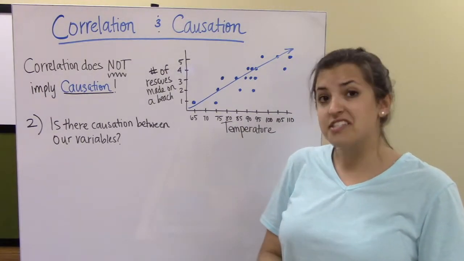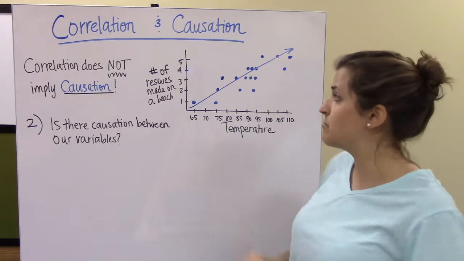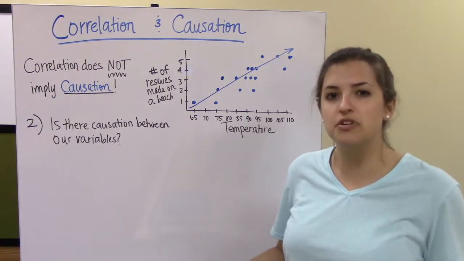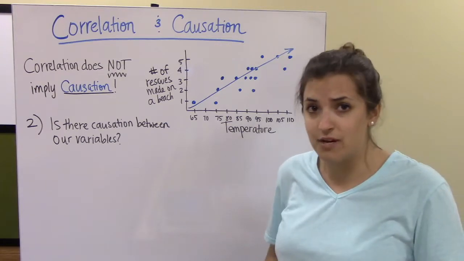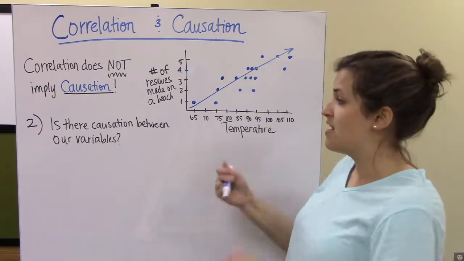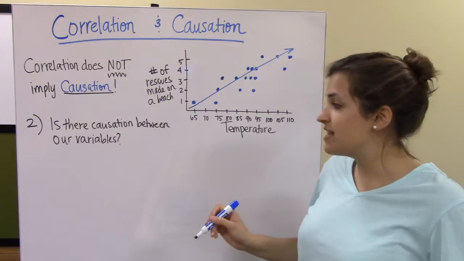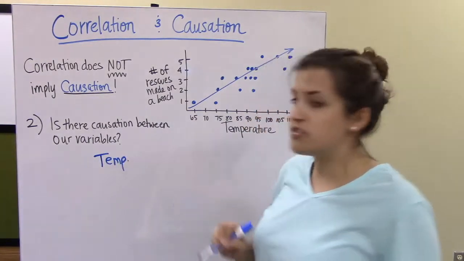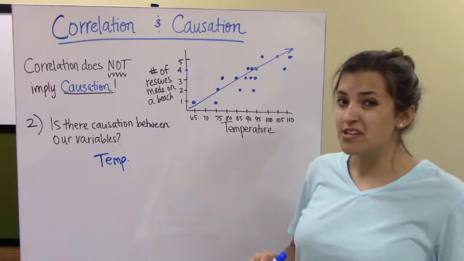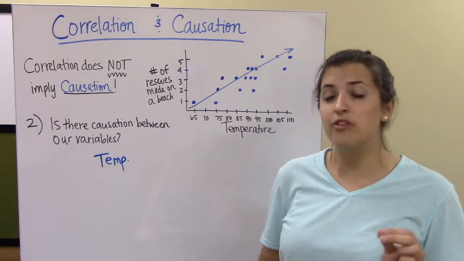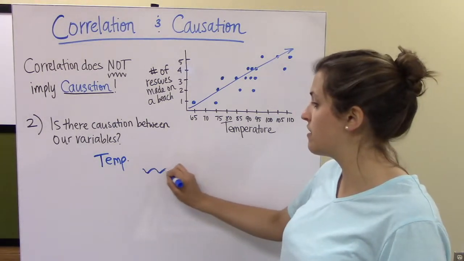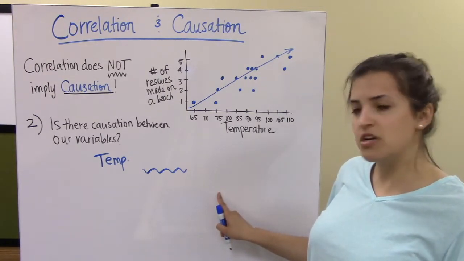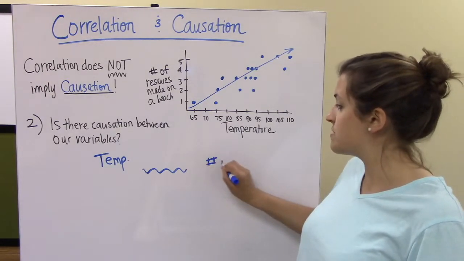But does this mean that the temperature, the hot temperature, causes people to have to be saved? Does this mean the temperature causes the number of rescues made on a beach? No. What our graph is telling us is that temperature is correlated to the number of rescues. But you have to think hard about whether there's a missing variable in there. So is it temperature that causes the number of rescues on a beach? Or is it something else?